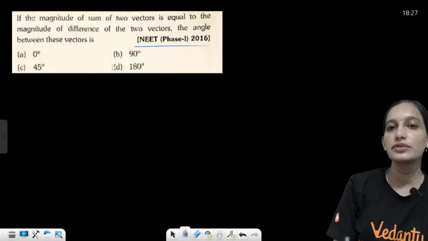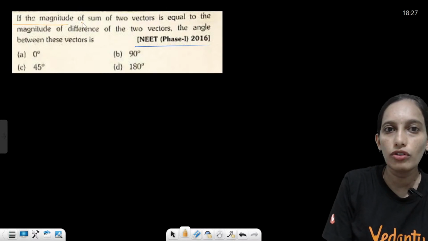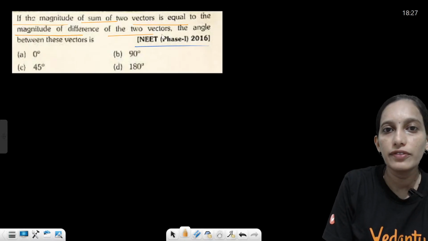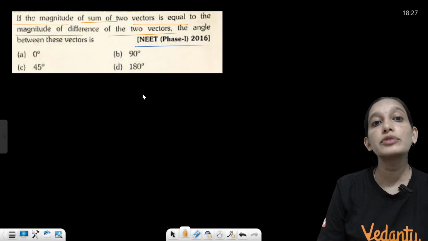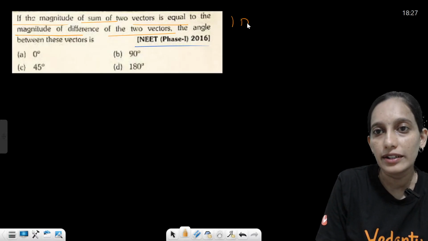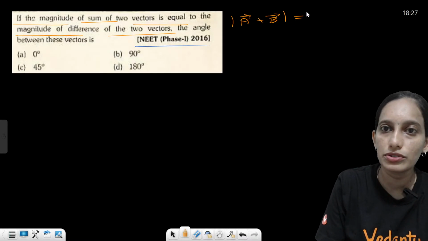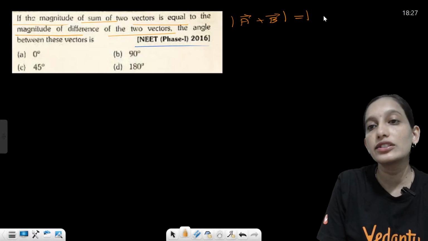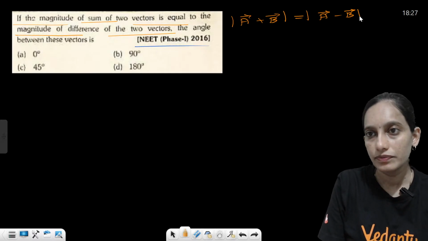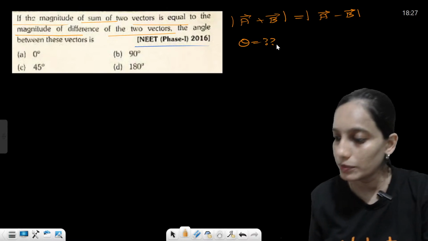So you can see that this is from a NEET question. If the magnitude of the sum of two vectors is equal to the magnitude of the difference of the two vectors, the angle between these two vectors is? What are they saying? The magnitude of the sum of two vectors, that is a vector plus b vector in magnitude, is equal to the magnitude of the difference of the two vectors, that is a vector minus b vector magnitude. If so, what is the angle between a and b? They have asked us to find the theta value.